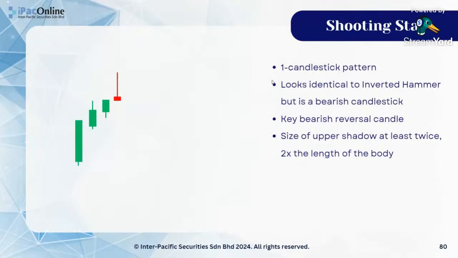So the shooting star is very similar; it is the bearish version of the inverted hammer, but the name is called shooting star. It also looks exactly the same as the inverted hammer, which is an upside-down hammer. With this, it's telling us that after a series of rallies, the share price tried to go higher, but in the end it closed lower.